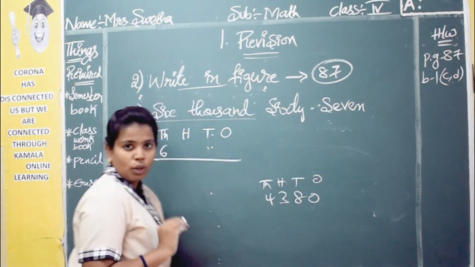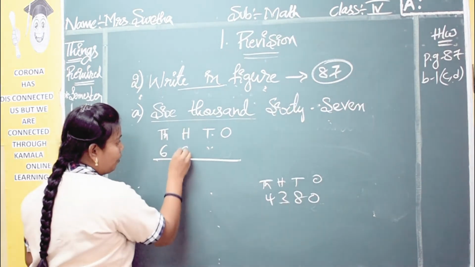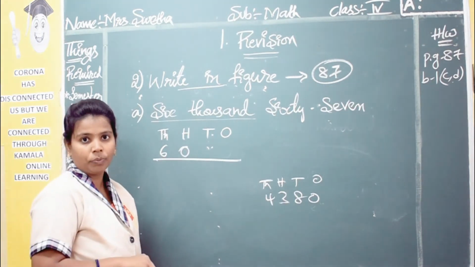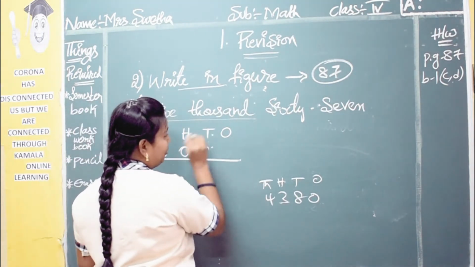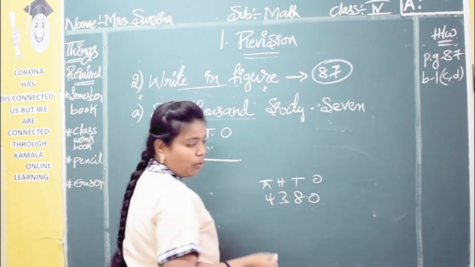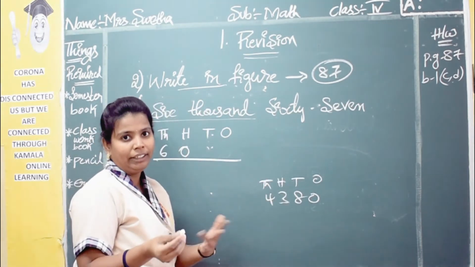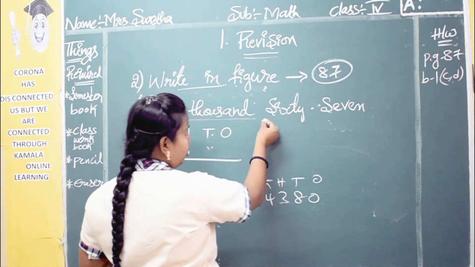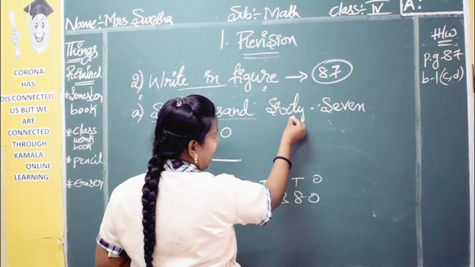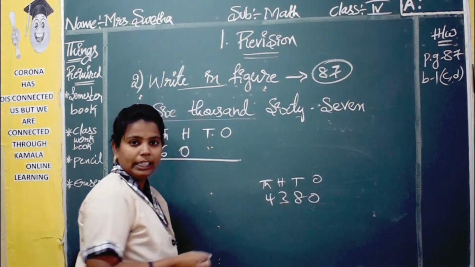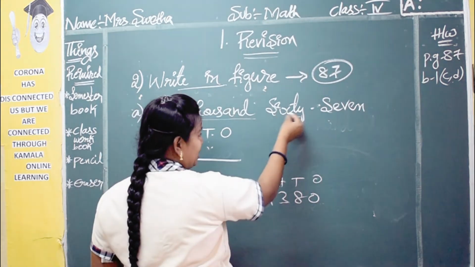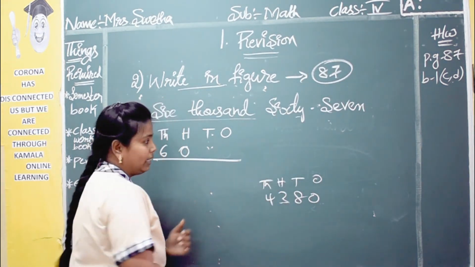No hundreds. So what will you do? In the place of hundreds you will write 0. Next you have the tens place. Tens means what? Always you will have it with the "ty". So how many tens do you have with the "ty"? You have 60. 60 means what? It is there in the tens place.